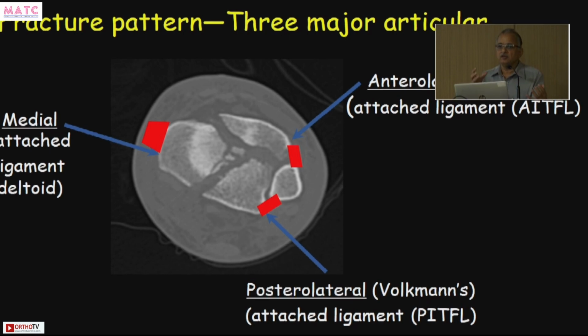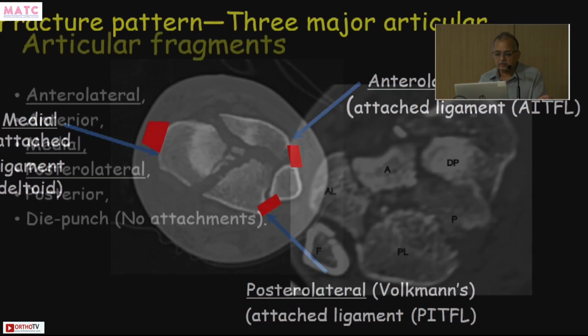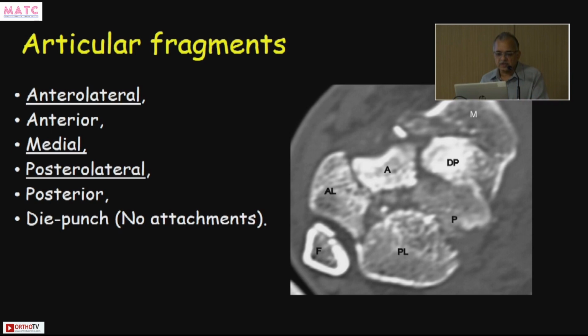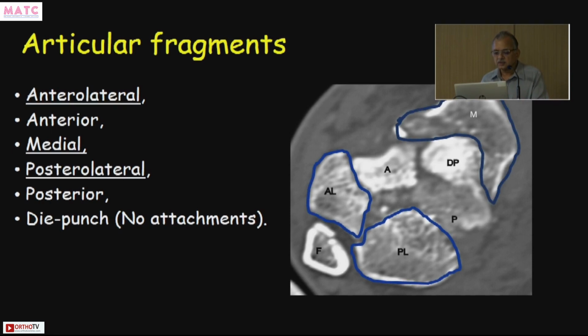So whenever you are giving a traction, these three major fragments are amenable to a distraction. So the rest of the fragments, they are not amenable. So what are the other fragments? So these are the three major fragments. What are not amenable, what are not attached to the ligaments, are three more fragments, and these are the anterior fragment, the posterior fragment, and a die punch fragment.